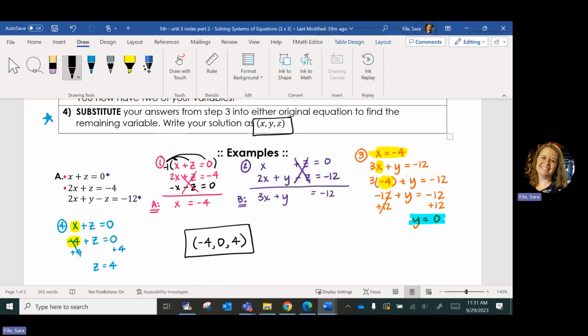Now, with the 2x2 systems, we said that you could technically graph those and solve by graphing, right? Could you graph a 3x3? Do you have any idea why?